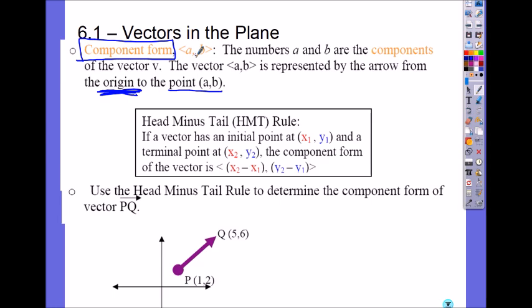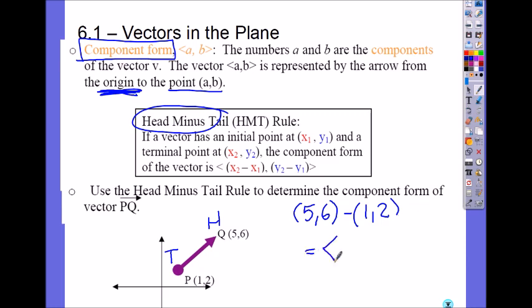So how can we find the component form? We can use the head minus tail method. What you do is, this is head and this is tail. Then you will subtract tail from the head. So for example here, head is 5, 6. Tail is 1, 2. Then now you can find the component form of the vector. 5 minus 1, which is 4. 6 minus 2 is 4. So now 4, 4 is the component form of the vector.